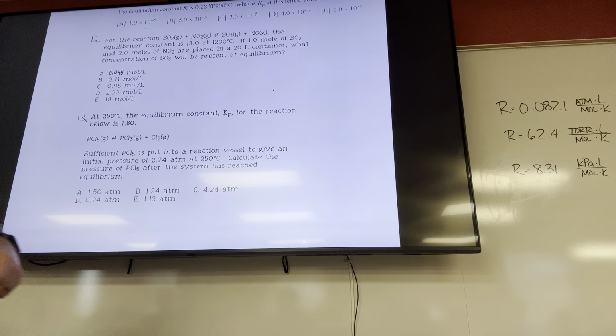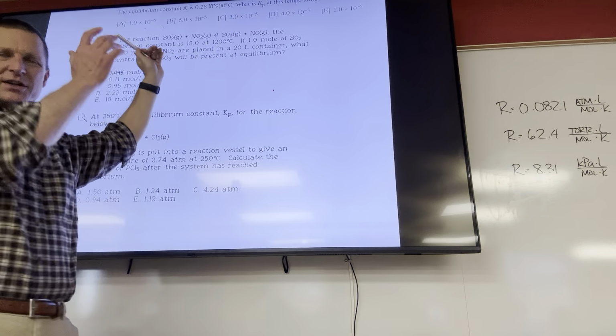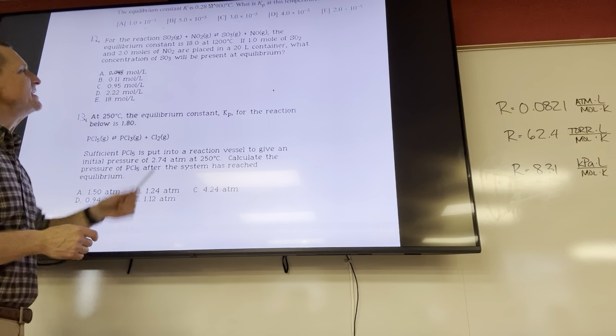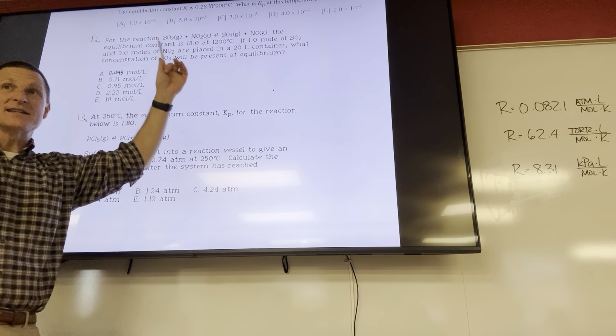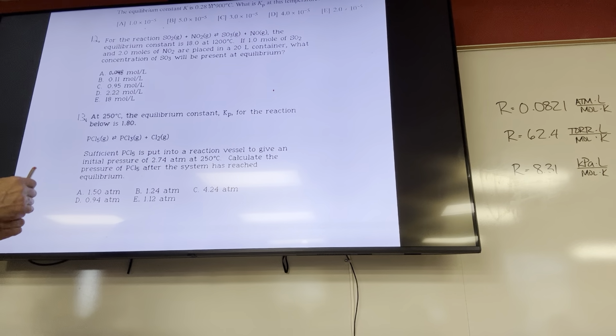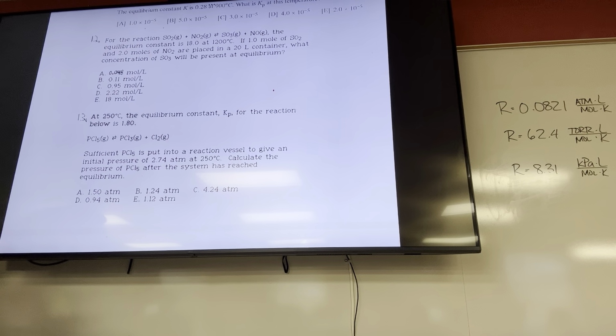Okay, good. Number 12, for the reaction given here, simple reaction, all the coefficients are 1s again. The equilibrium constant is 18.0. It doesn't specify, so that means it's Kc for concentration. If 1 mole of SO2 and 2 moles of NO2 are placed in a 20-liter container, what concentration of SO3 will be present at equilibrium?